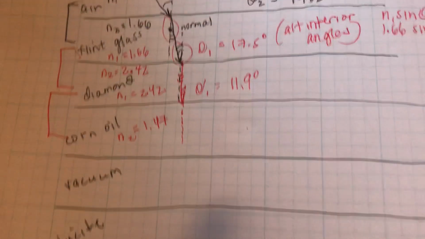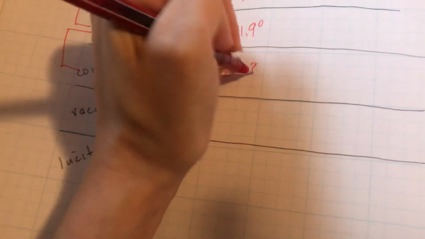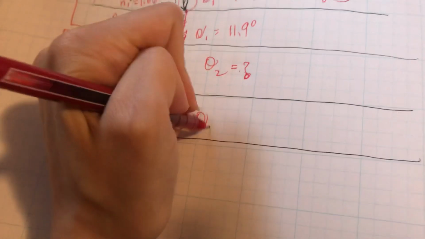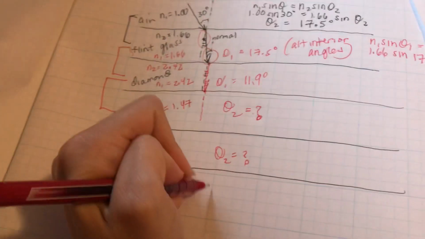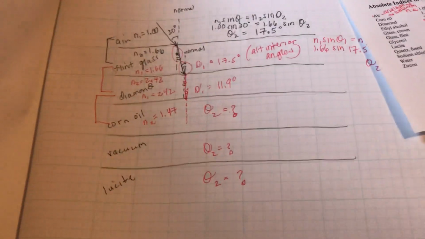Now you can apply Snell's law, and I want you to find the angle of refraction at each of the remaining interfaces. You're going to do those last three on your own.